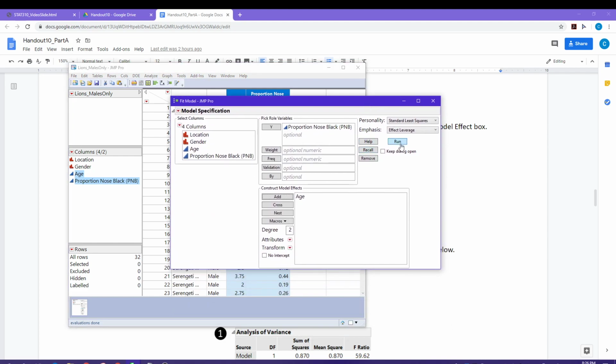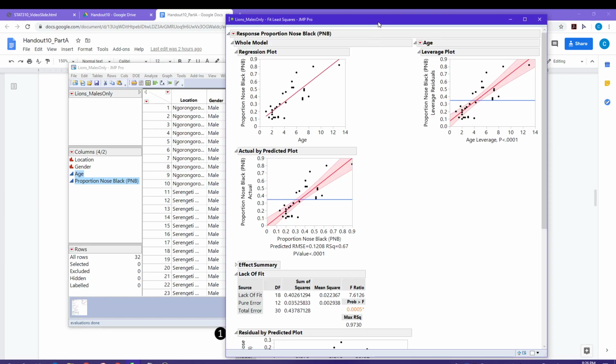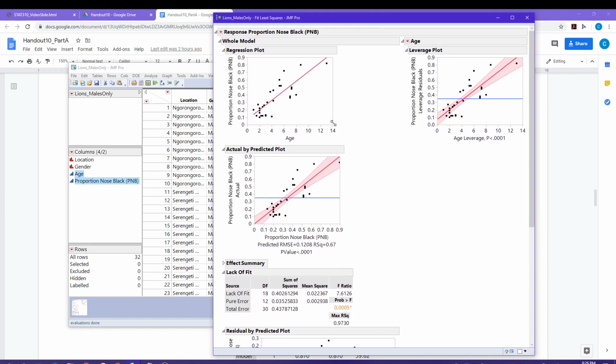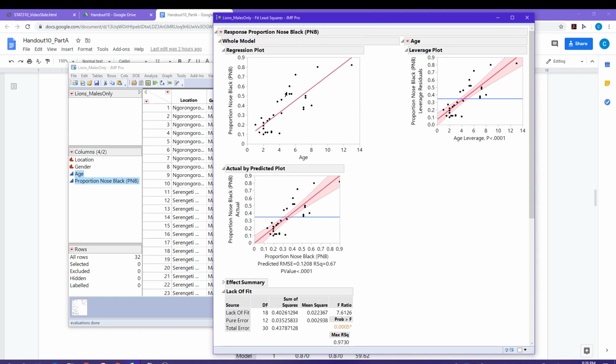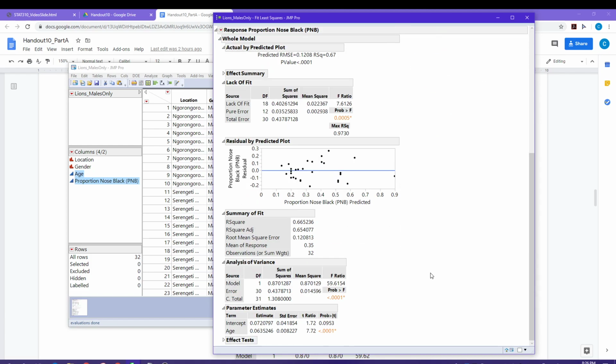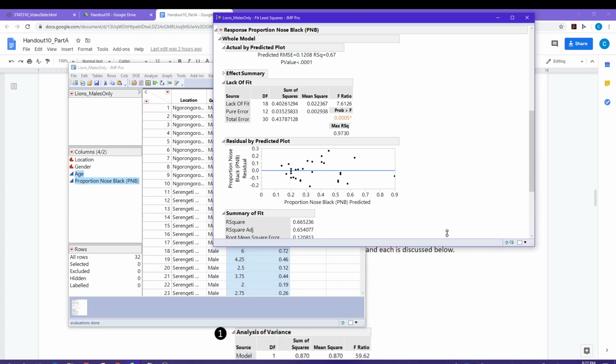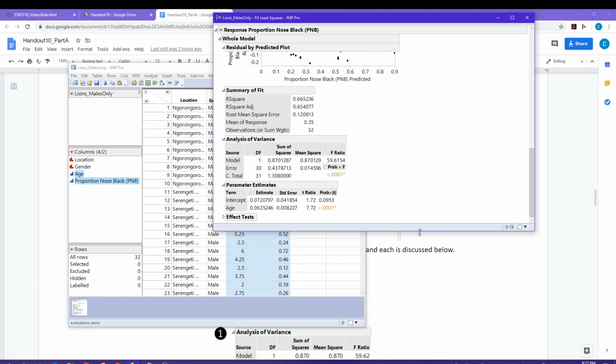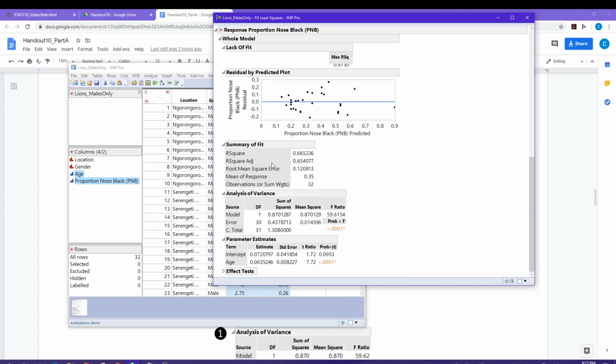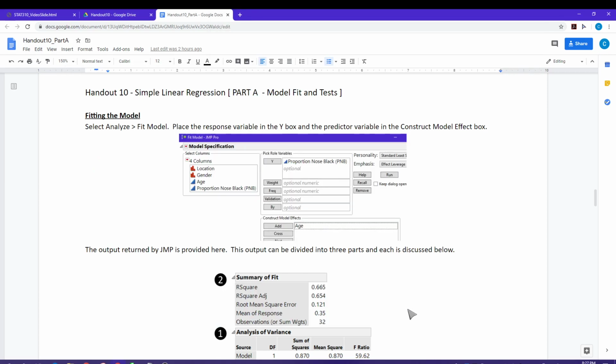Okay, so let's go ahead and hit run here. And we're going to get a set of output here. The first is going to be just my scatter plot, which I've already included in the notes there. We have a set of output down here towards the bottom. Let me bring that up a little bit so we can see that. And that output is the summary of fit, the analysis of variance, and the parameter estimates. These are all important to our understanding of the simple linear regression model. So that's what we'll talk about next, each of these components.